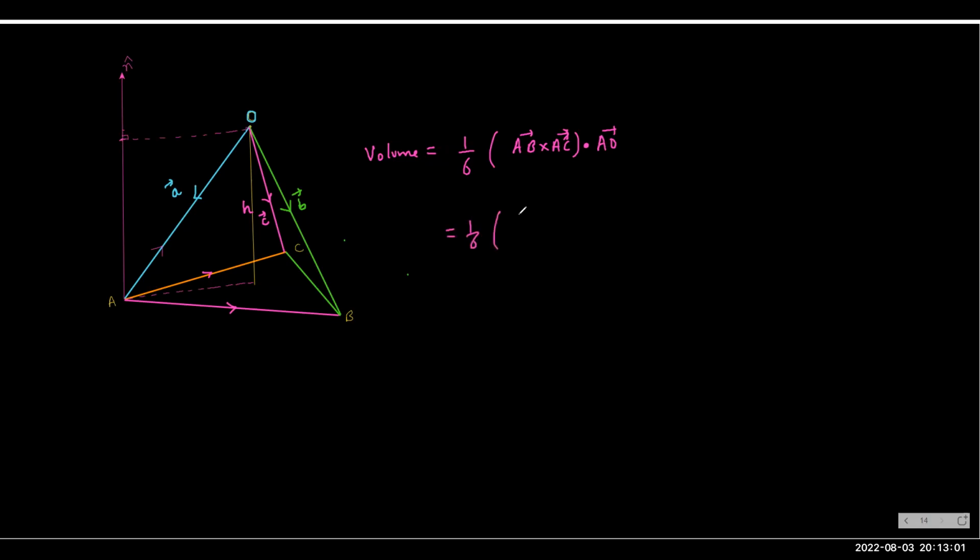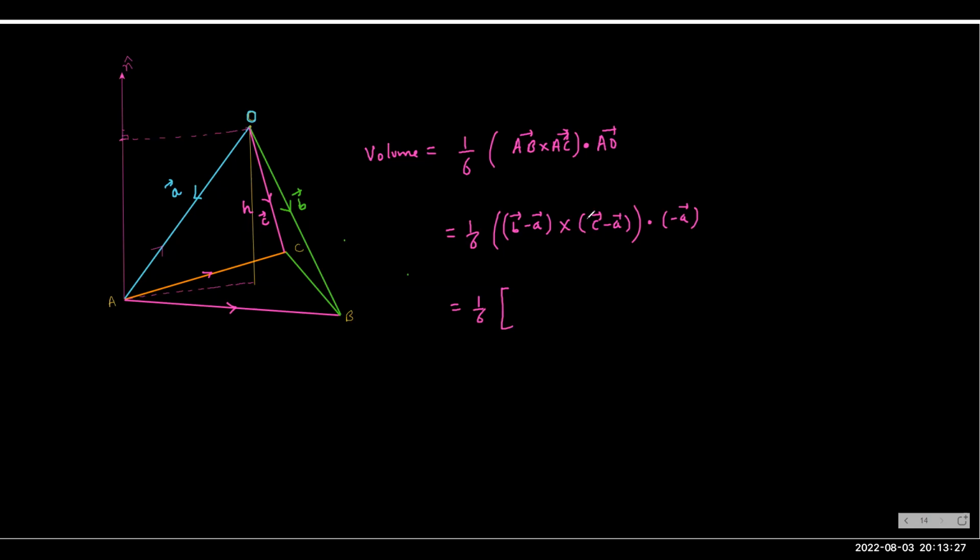So what is AB, guys? AB will be OB minus OA. Can I write this as B minus A vector? That's easy for us to write. And AC we can write as C minus A. And the AO we can write as minus A. So if you want to remove the minus, you can just change the order.